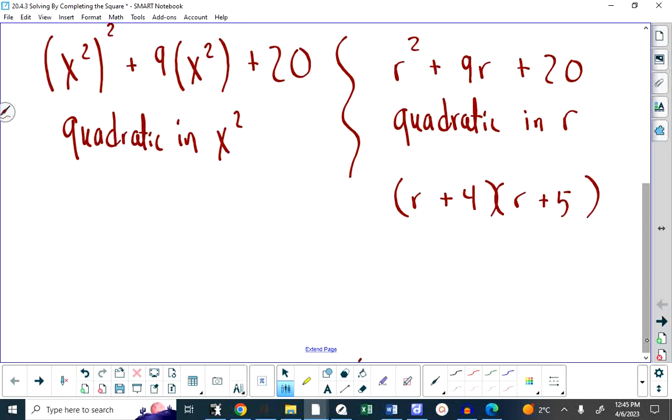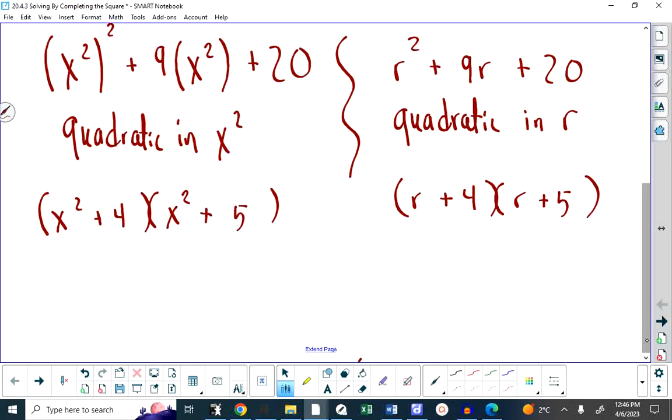On the other hand, over here, you would still do the same thing, except you wouldn't put r here and here. You would put x squared here and here, because it's quadratic in x squared. So we treat the x squared like we would the r. And two numbers that multiply to give 20 and add to give 9 are 5 and 4.